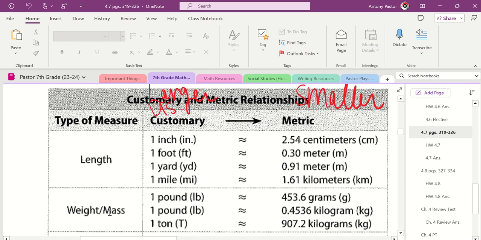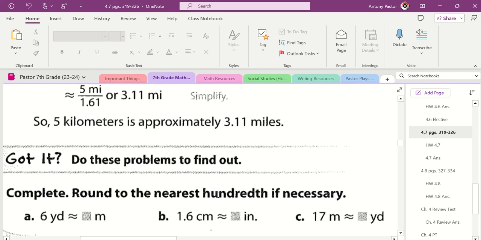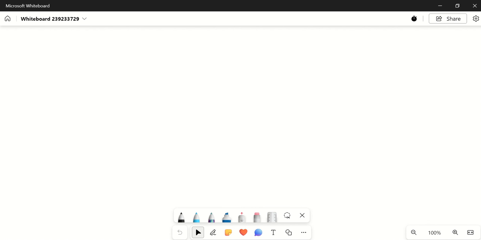See, and this is why it's very important that we read. So this is the part that we're going to look at right here. 1 yard is 9.1 meters. And this is going to be a unit rate. Because remember, we're trying to figure out how much 6 yards equals. So we're going to put 6 yards over 1.